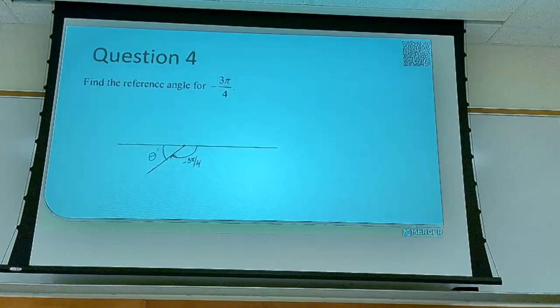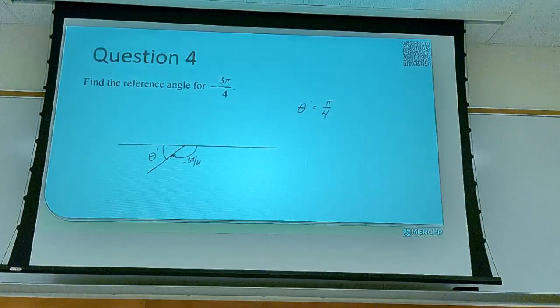That's the angle we're looking for. Negative 1.5. So remember, it has to be acute, so it has to be between 0 and pi over 2. Oh, that's what I'm saying, 1.5 pi over 4. That's what I said. Pi over 4.